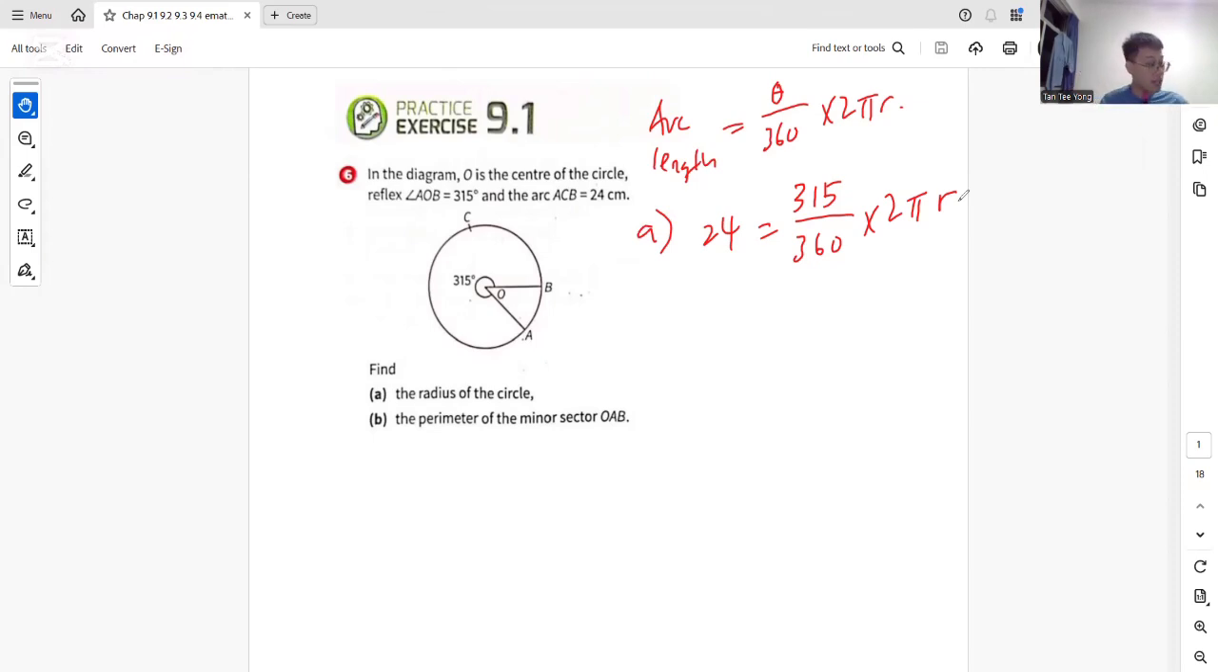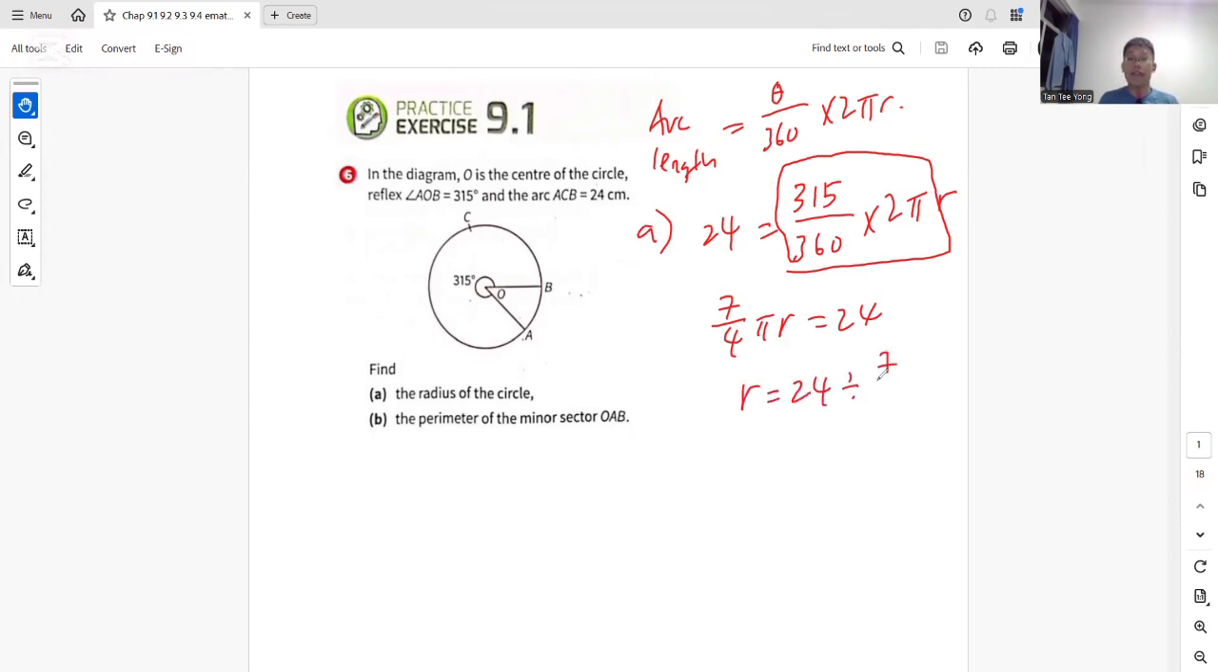Let us do a bit of simple calculation. We will end up having 7 over 4 pi r equals 24. So to find r, r equals 24 divided by 7 over 4 pi, and that will give us 4.36539, rounded off to 4.37 cm to 3SF. So this is for part A.